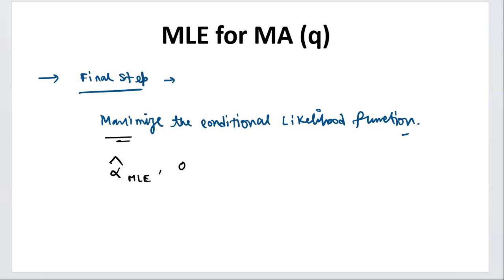These are the theta MLEs: theta 1 MLE, theta 2 MLE, all the way to theta q MLE, and also the MLE for sigma squared. So this is the process for MA(q). Since it is exactly the same, I have already written it previously.